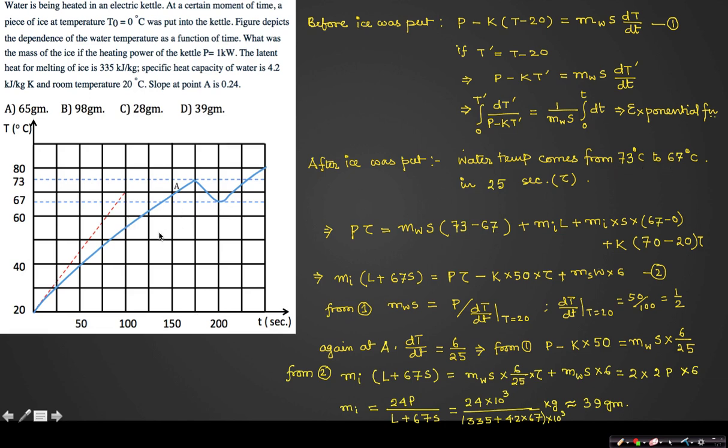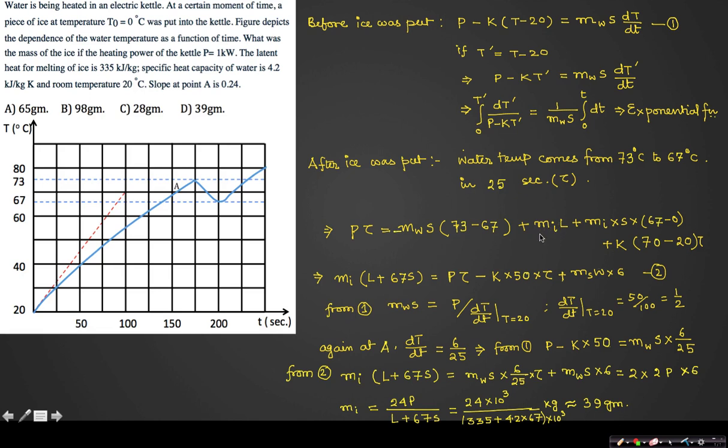Let us try to form an equation with this. This equation will be that in time tau, the water heater has sent a total heat energy P into tau to the system. With this energy, the temperature of water has come down from 73 to 67, right? So there should be a negative sign before it. Water temperature has come down from 73 to 67, and ice temperature has gone up.